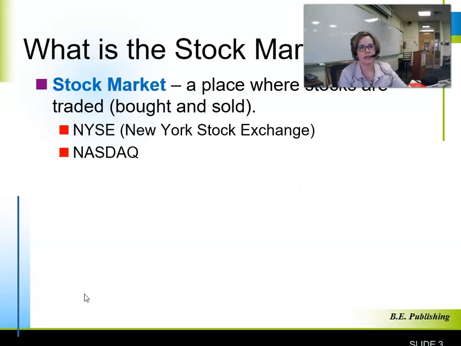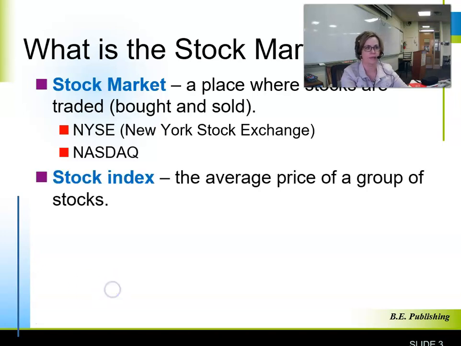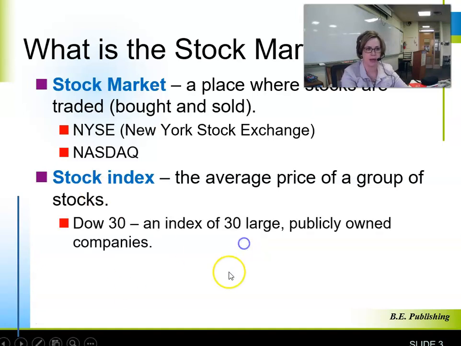The stock market is a place where stocks are traded or bought and sold, and this can happen in person or it can happen virtually. And two big stock exchanges are the New York Stock Exchange and NASDAQ. A stock index refers to the average price of a group of stocks, and indexes are used as benchmarks.